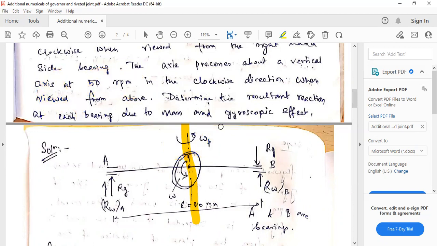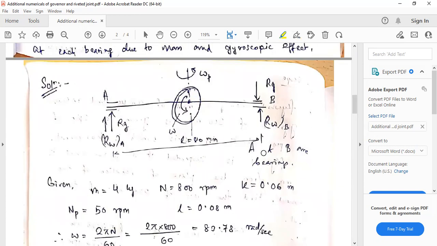This is in the clockwise direction. If you view from the top, sorry, the direction is wrong, this will be the direction, clockwise direction. Now, determine the resultant reaction at each bearing due to mass and gyroscopic effect.